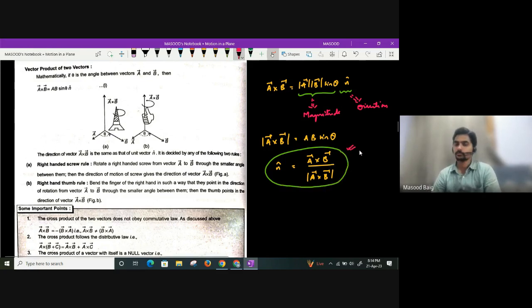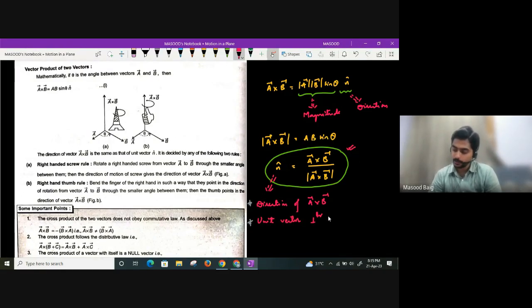Whose magnitude is 1, and it will give direction. So what will n cap give us here? N cap gives us the direction of A bar cross B bar. One more very important point, guys: it is also a unit vector perpendicular to both A bar and B bar. Understood, everyone?